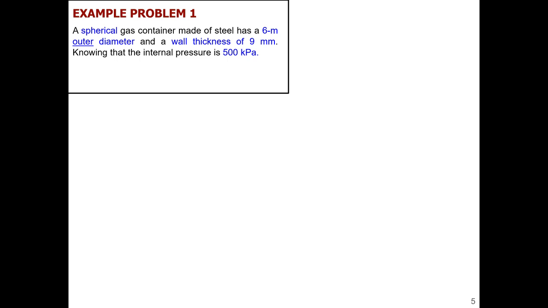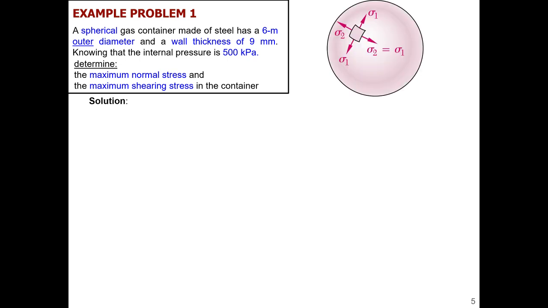Okay, so again, we start with spherical configuration. So we have some spherical gas container, and we're given the geometry. So this is the outer diameter. So if it's outer, then we will need to adjust a little bit our formula to calculate the inner radius. So that's important to take into account. So the thickness is given, so it's not a problem. We can calculate the inner diameter. And so we are given the internal pressure. And so what we want to do here, we want to calculate the maximum normal stresses and then the maximum shearing stresses in that container. Okay, just to visualize this a little bit. So that's our configuration, spherical container.